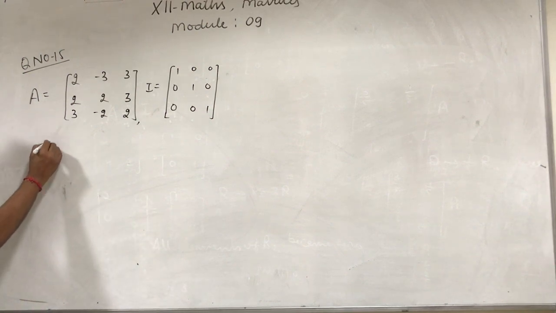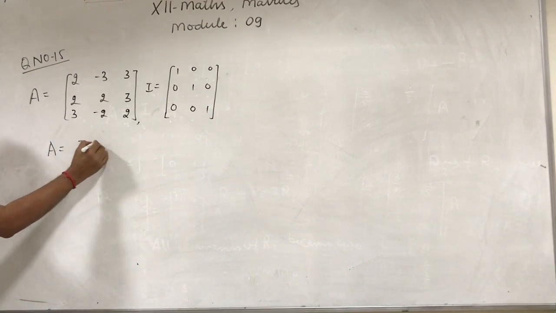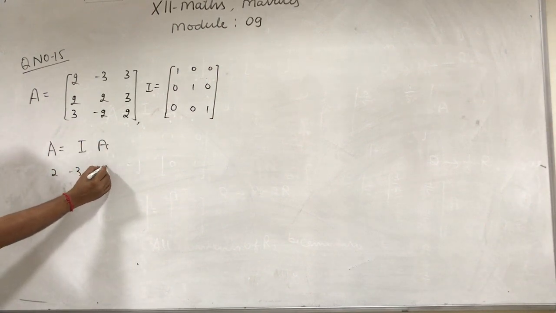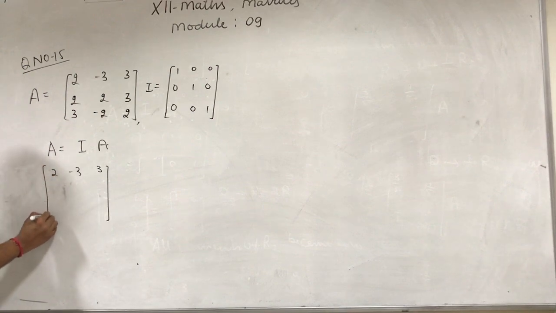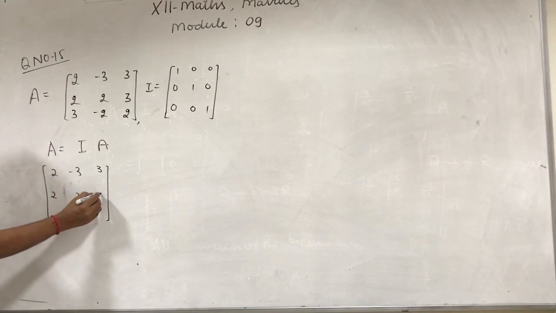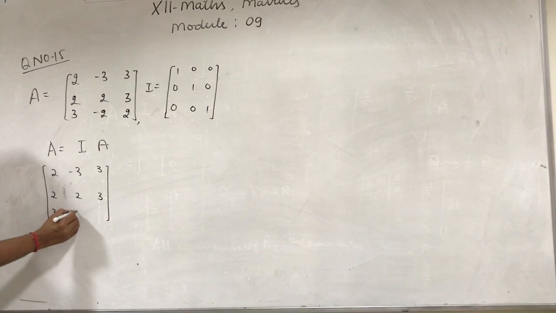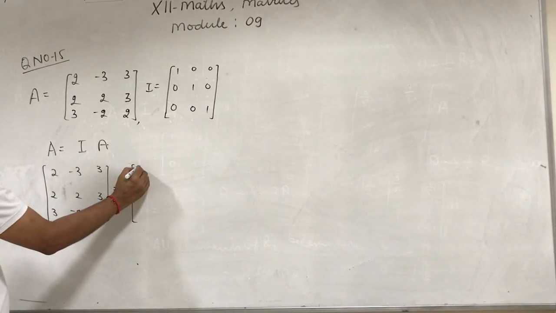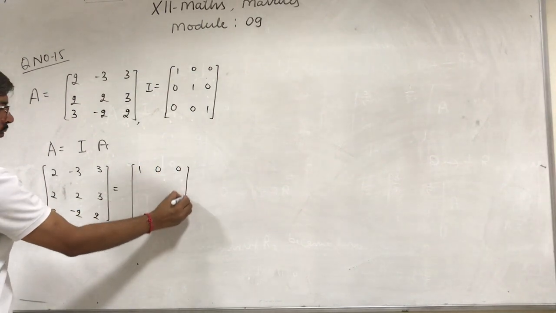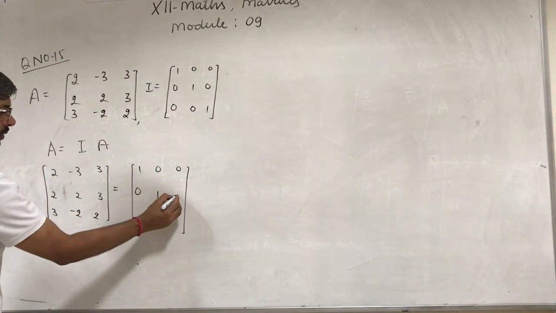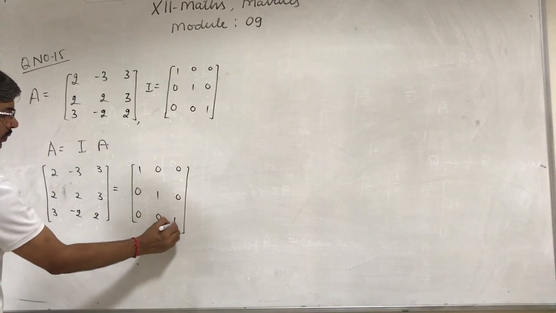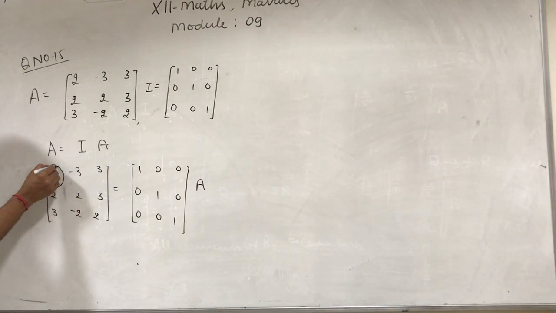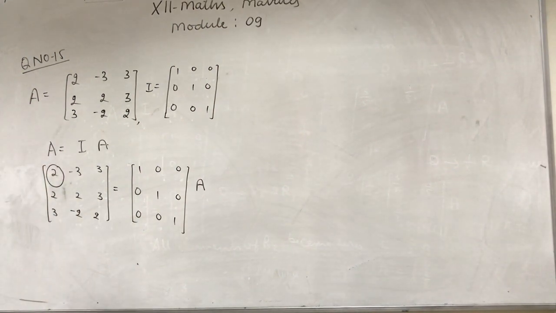So we will start the question: A equal to IA. [2, -3, 3; 2, 2, 3; 3, -2, 2], A equal to I, [1, 0, 0; 0, 1, 0; 0, 0, 1], into A. First of all, we will make this 0.